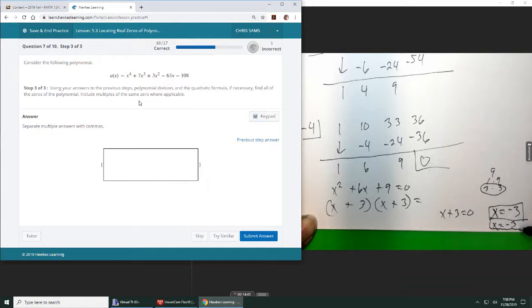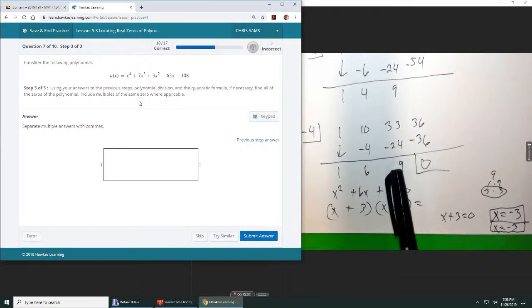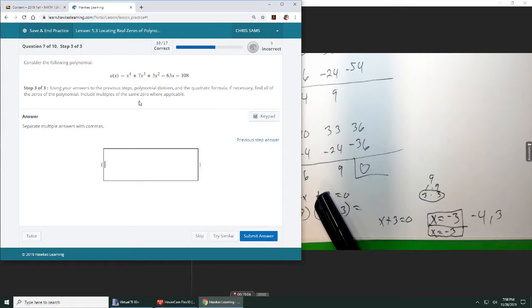remember we saw at the beginning that there would be either 3 or 1 negative numbers. So negative 3, it works twice, and negative 4, so that's 3 of them. And then we found out that positive 3 works. So positive 3, negative 4, and negative 3, but we only have to list it once. You don't have to list it twice. So negative 4 and positive 3. So 3, negative 3, and negative 4.